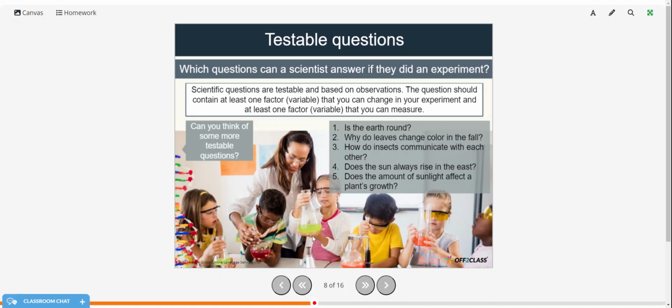All right, testable questions. So which questions can a scientist answer if they did an experiment? So scientific questions are testable and based on observation. The question should contain at least one factor, which is a variable, that you can change in your experiment, and at least one variable that you can measure. So is the earth round? Why do leaves change color in the fall? How do insects communicate with each other? Does the sun always rise in the east? And does the amount of sunlight affect a plant's growth? So these are all testable questions. And see if you can think of some other testable questions.